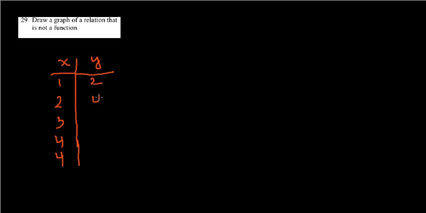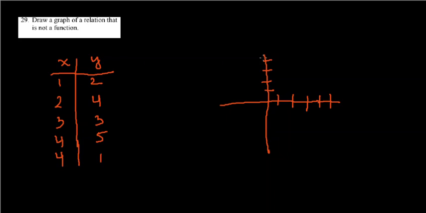Okay, and so now I can make random y values. So 2, 4, 3, 8. Let's not pick that high of a number. 5 and 1. Okay, so this is not a function. Let me show you why. Now the axes: 1, 2, 3, 4, 5 and 1, 2, 3, 4, 5.